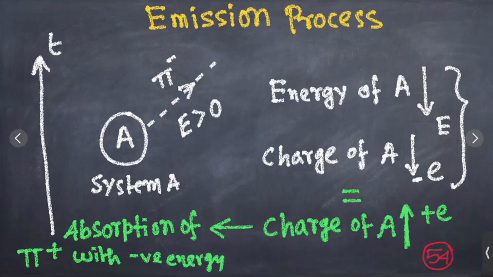And that is equivalent to the system absorbing some charge. So instead of getting negative charge, which happens because of the emission process, if I think the other way around, the system absorbs some positive charge and gets some energy. These two are identical, right? I mean, you emit a pi minus, which has positive energy, which is the same as absorbing a pi plus with negative energy. This is just an identical scenario.